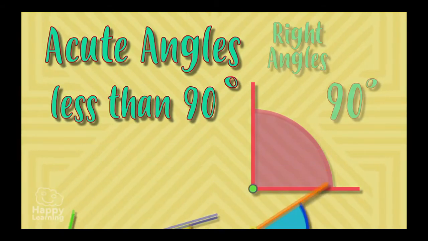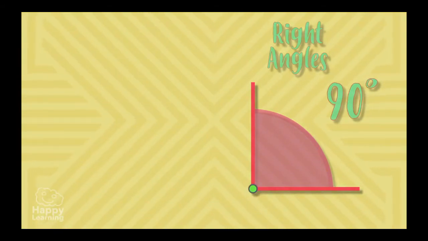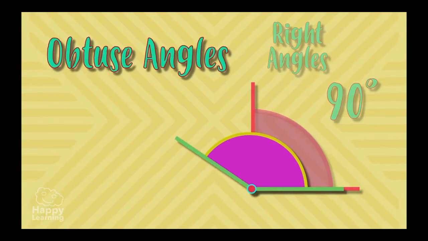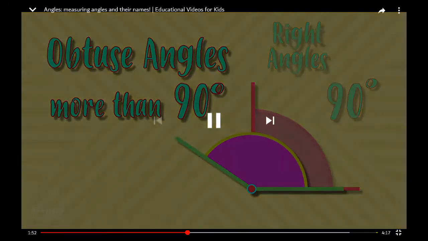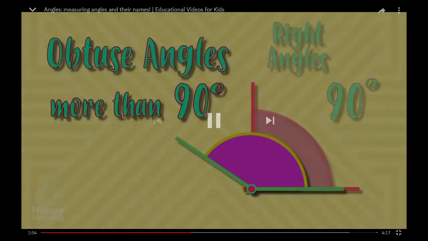And the angles that are bigger than a right angle are called obtuse angles and measure more than 90 degrees. Here we can say that obtuse angles have an amount of turn more than the right angle. So that's why we call them obtuse angles, like all of these.